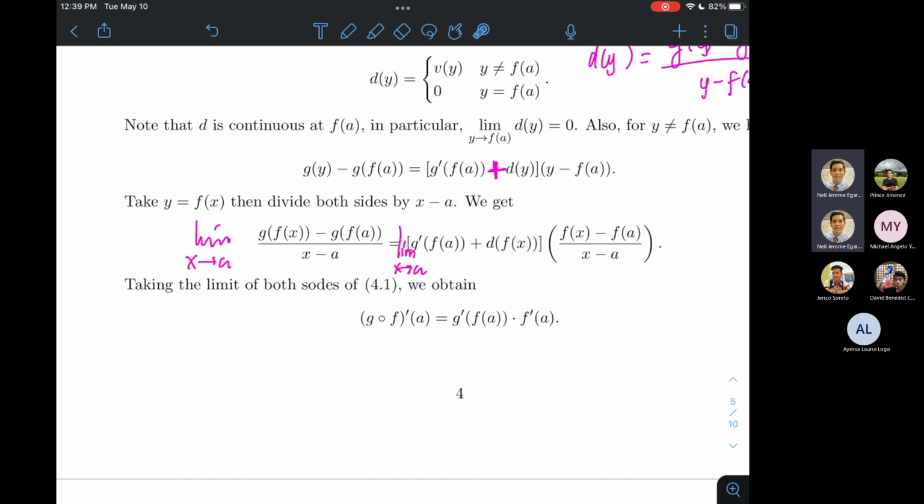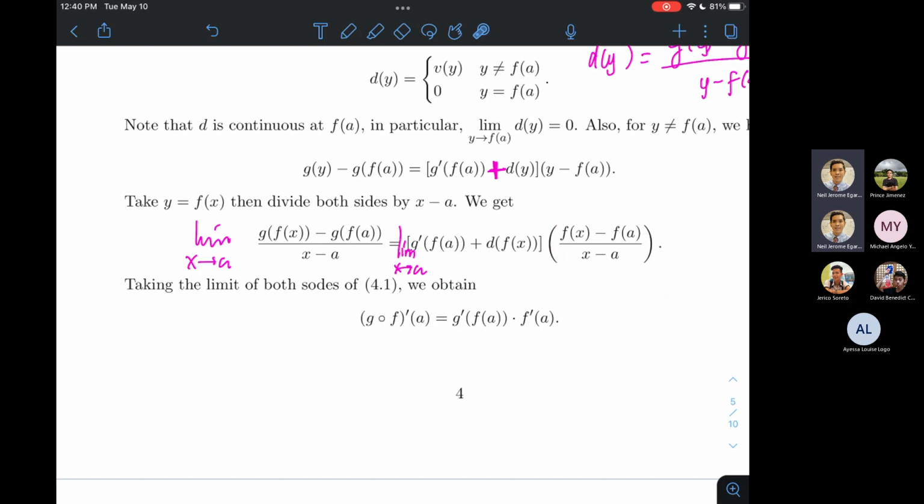Because as x approaches a, this will be d of f of a, but f of a is equal to 0. So this guy goes to 0. Kaya naging g prime of f of a na lamang yung contributor from the first factor. And then the limit of the second factor is very familiar. That is essentially the derivative of f. So ito, limit nito ay equal lamang kay f prime of a. And then we got this formula.